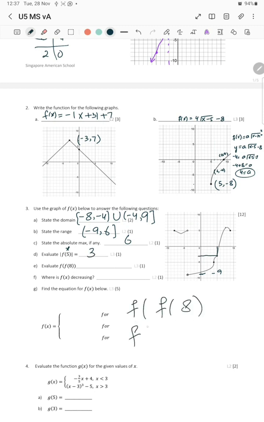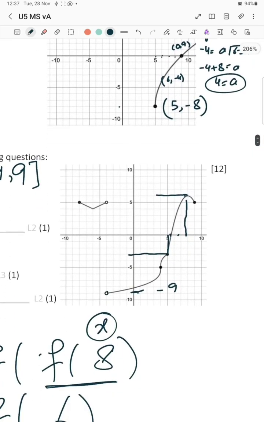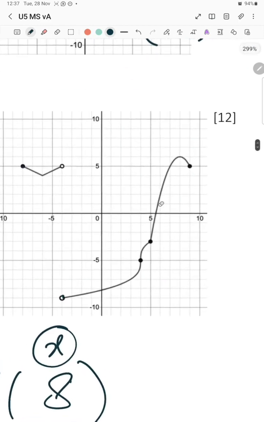f of 8 means f of x where x is 8, so you are going to look at x equal to 8. 6, 7, 8. The value at 8 is 6. Now f of 6. What is f of 6? 0. Is it 0? No, no, no, it's not 0. This is f of 6 and it is 2.